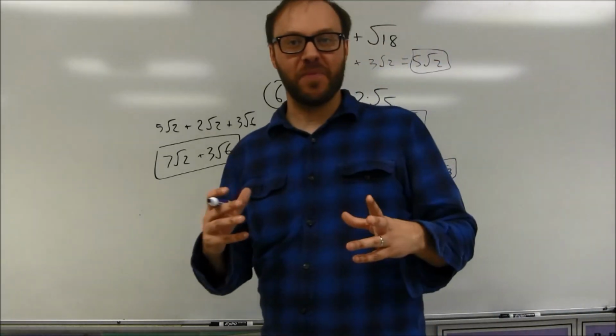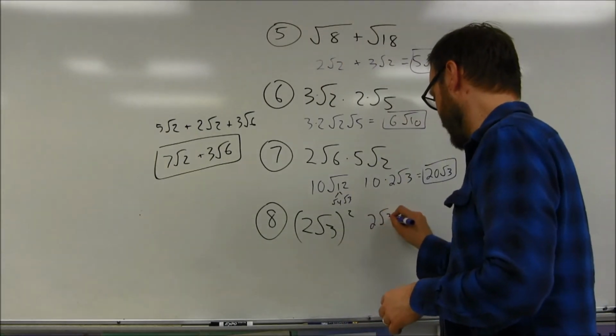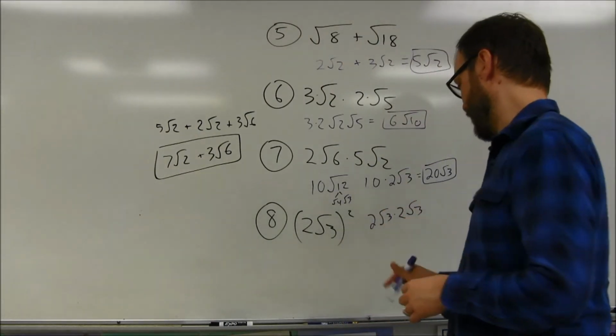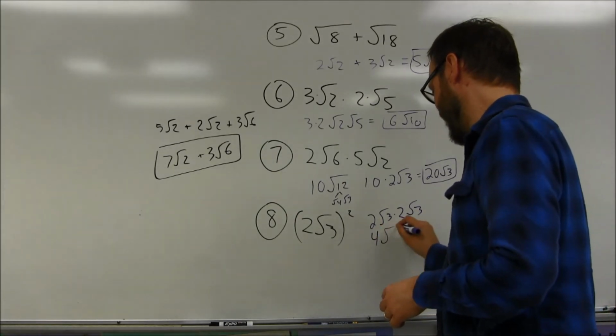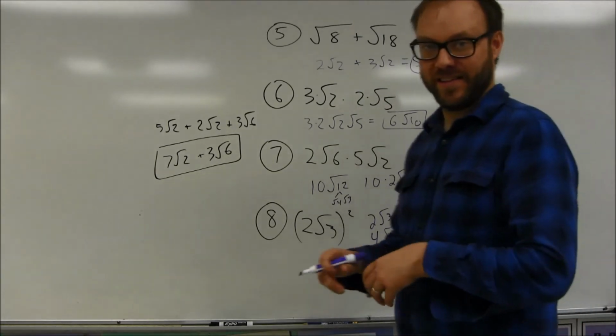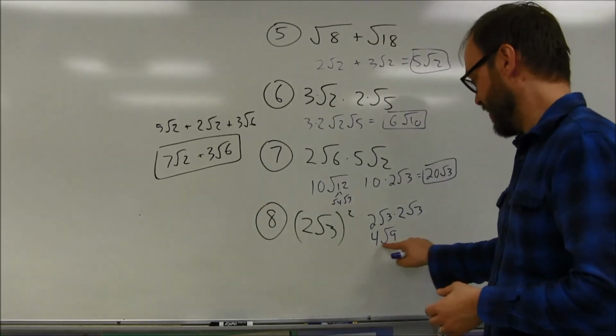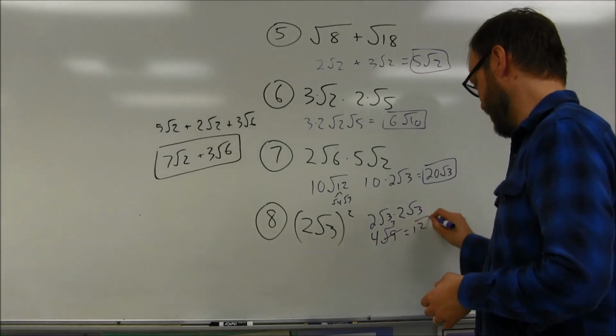Remember, when you square something, it's being multiplied by itself. Okay? So this is the same thing as 2 radical 3 times 2 radical 3. Okay? You can multiply the 2's together and get 4. You can multiply the radicals together and get 9. Notice I can take the square root of 9. Okay, that's just 3. It's being multiplied. So this would be 4 times 3, which is just equal to 12.